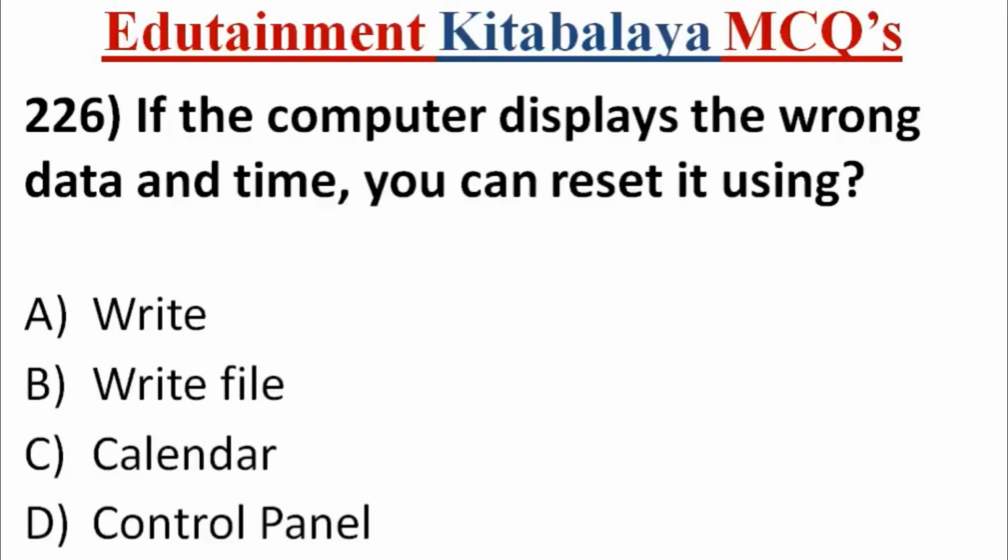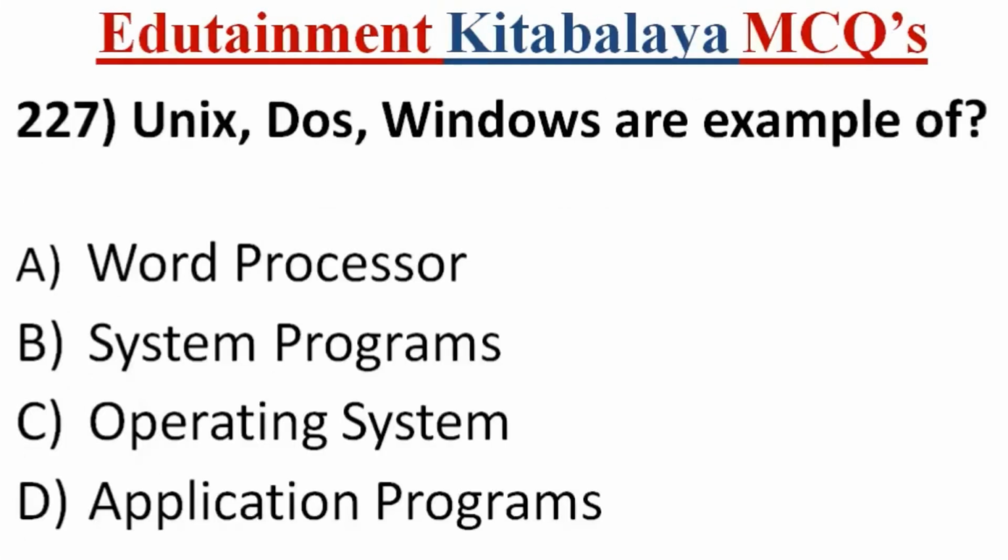Question number 226. If the computer displays the wrong date and time, you can reset it using A. Write. B. Write file. C. Calendar. D. Control panel. Correct answer is D. Control panel.